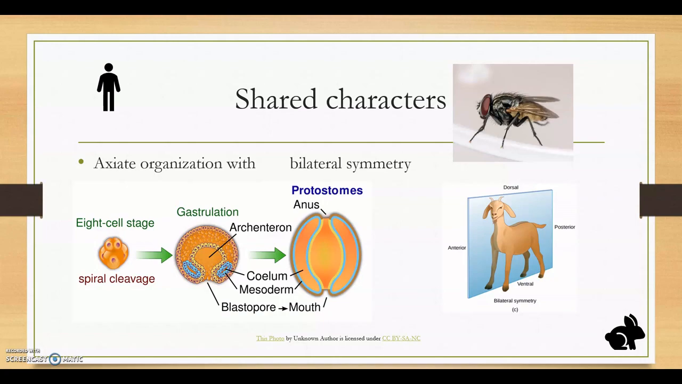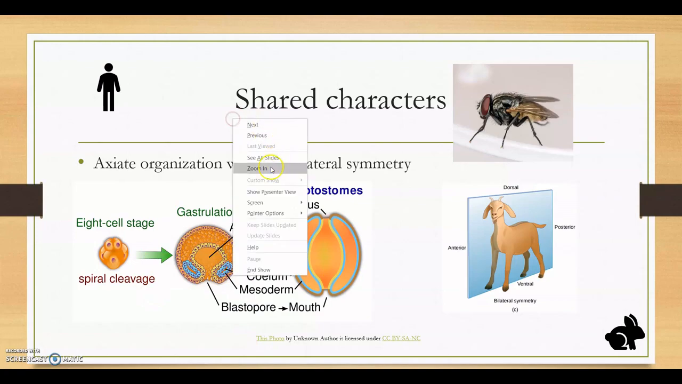In the last video, we saw the fundamental characters of chordata. The first is the presence of notochord. The second is the dorsal tubular nerve cord; the nervous system is present on the dorsal side. The third is pharyngeal gill slits, and the fourth is the post-anal tail. In addition to these, there are some other characters. These are commonly called shared characters.